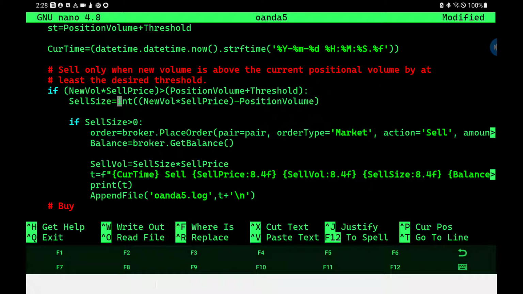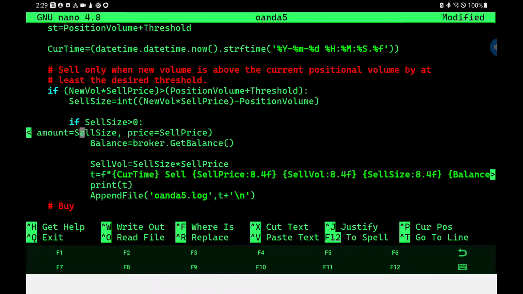Now, just in case it comes back as a fraction, we only want to sell it if it's greater than 0. So in some weird event, if it comes back as 0.98 units, that's not enough to sell, and that will cause Oanda to give an error message. We have to have a 1 or better to sell. And then we sell only that amount. So sell, and then the amount that we have.